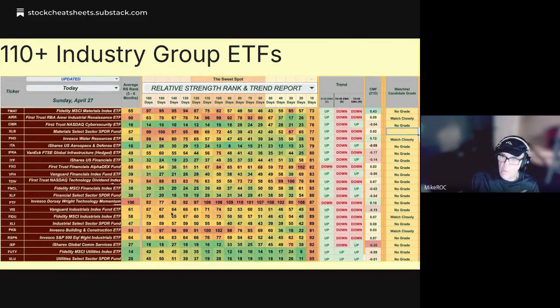All right, we'll do one more slide here. I do see something called Fidelity's MSI Materials Index. Again, hard assets seems to be a recurring theme. No real relative strength here.